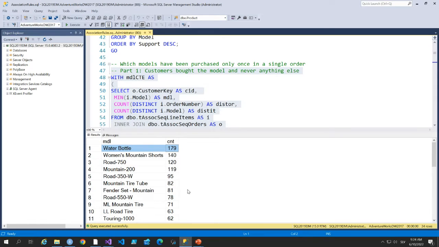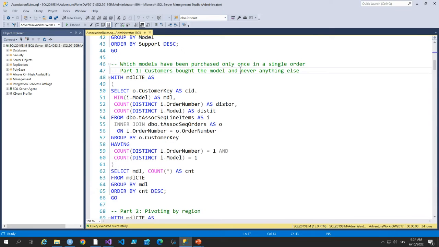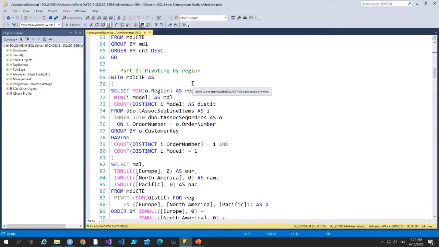And we see this first result is not really useful. So maybe the Women's Mountain Shorts is more important as a negative product. You see, this is how you start to gain insights in your data.